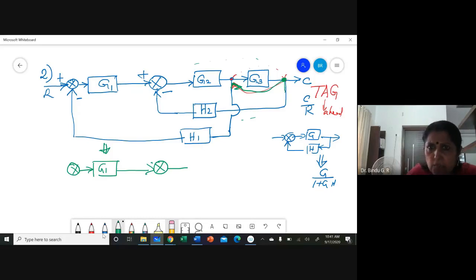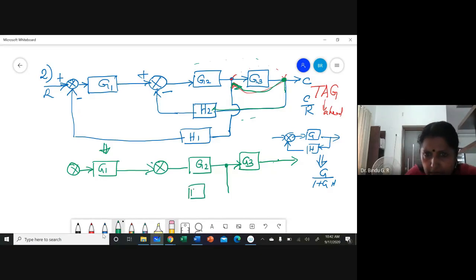This takeoff point is connected to which block? H2, isn't it? H2 block is being connected here. So when I do this, I have G2 and G3 here, which don't get affected. I have this takeoff point that I'm taking ahead of G3, which means I have to multiply with G3. I'll write this more clearly. In this block, which was originally only H2, I'll have H2 into G3, because I have taken that takeoff point ahead of G3, and that will be connected here. This H1 remains as such, which means I can connect H1 here.